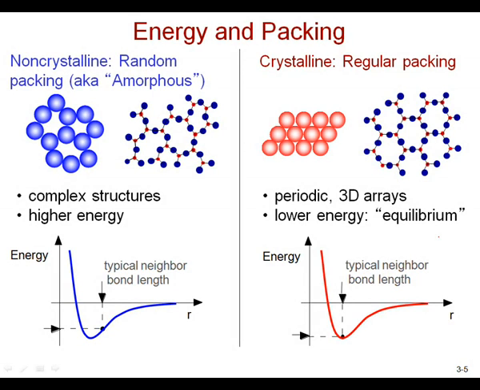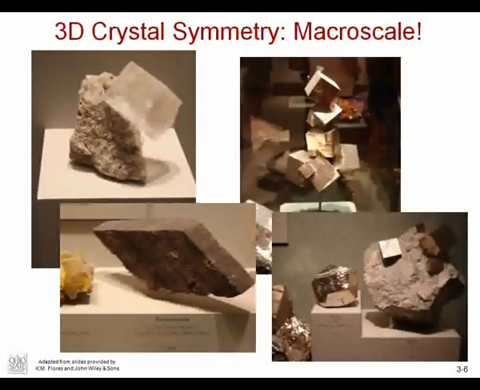We call this crystalline versus amorphous. So when we talk about these, we'll talk about amorphous solids and crystalline solids. Amorphous, no short range or long range order. Crystalline, we do have short range order. So this regular packing in these 3D arrays lowers the energy, keeps the average spacing between the nearest neighbors at their equilibrium length. So we see this in crystals.